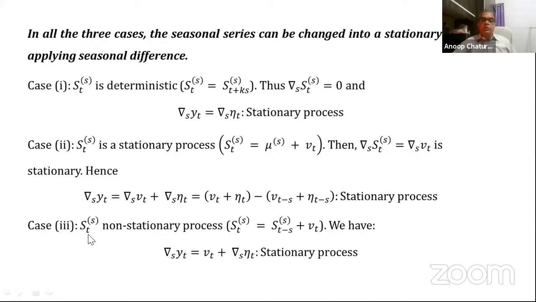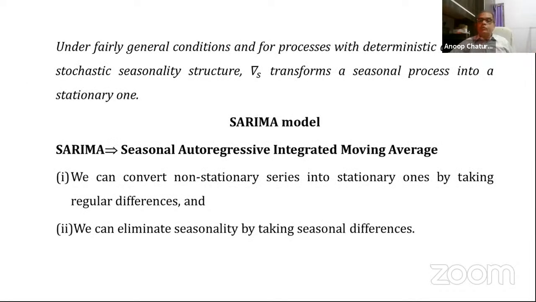The third case is when S_t^S is a non-stationary process. You assume that it is generated by a random walk. Again, if you take the seasonal difference, then the resulting process is a stationary process. Take the difference, then what you get here, Del_S S_t^S is equal to nu_t, because it does not depend upon S, so it becomes nu_t. So it is a stationary process. So in all the 3 cases, we have shown that if you take this seasonal difference, then the ultimate process becomes stationary. Now, this result is actually the basis of the SARIMA model, of defining SARIMA.